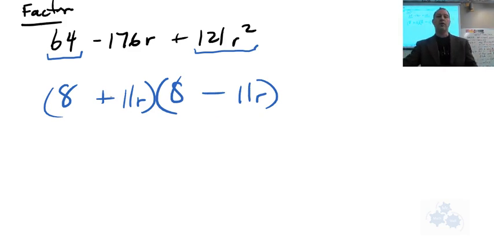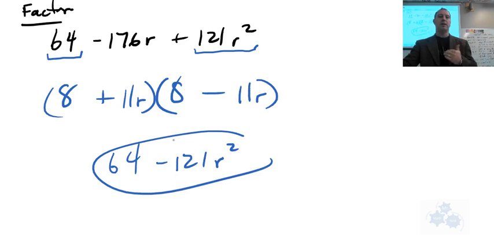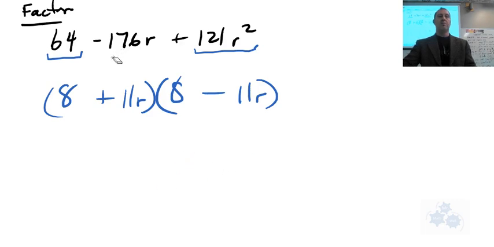Why do I know that? When you do your FOIL, you're going to have a middle term that's gone. This is going to end up to be 64 minus 121r squared. So this is not factored correctly. If it has a middle term like that, that means that it could be a perfect square trinomial, which means that these factors must be identical. That's what a perfect square trinomial is.